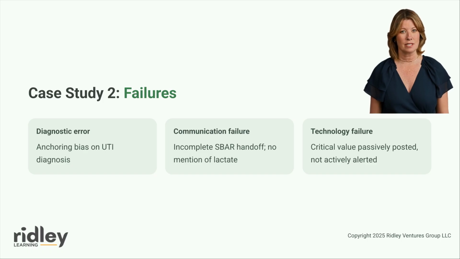There was also a system and technology failure. The electronic health record failed to effectively communicate a life-threatening lab result. A passive posting of a critical value is not a reliable safety defense. There was a documentation failure. While the lab result was in the chart, it was not effectively closed loop. There was no documentation to confirm the ordering physician had seen and acted upon the critical value.